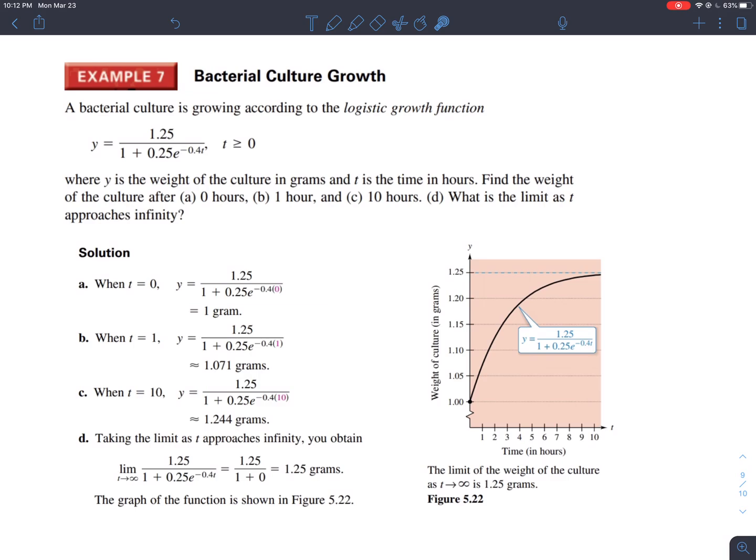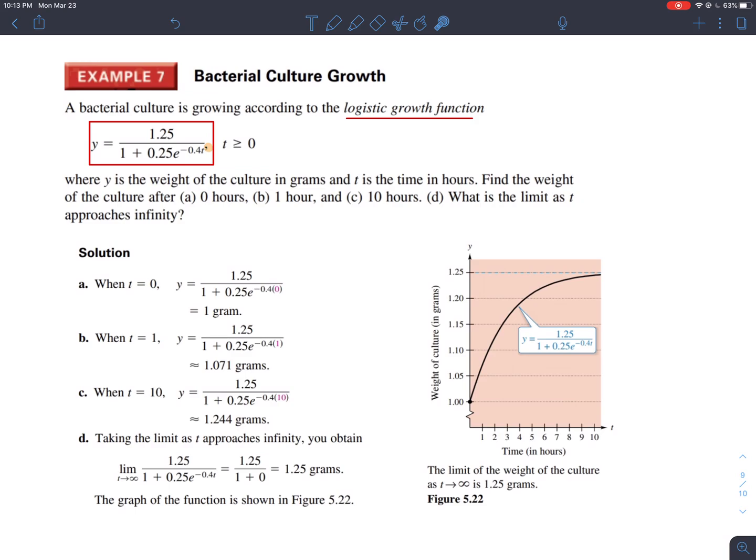A bacteria culture is growing according to a logistic growth function, and they don't explain this function, they just give you a function. If you weren't told it was logistic growth, you probably wouldn't know that it was a logistic growth function. And that makes sense. Not everybody memorizes that. Please note this little thing right here is a comma. All right. So be aware. This is just a little comma in the formula. Anyway, y equals 1.25 divided by 1 plus 0.25 e to the negative 0.4 times t, where t is some time greater than or equal to 0.